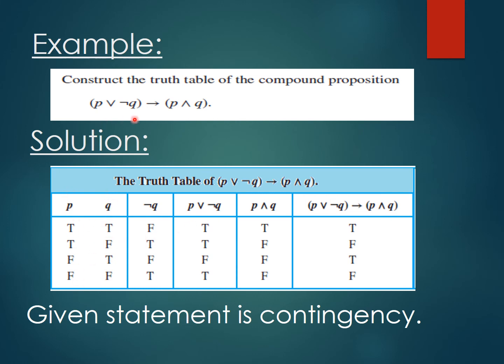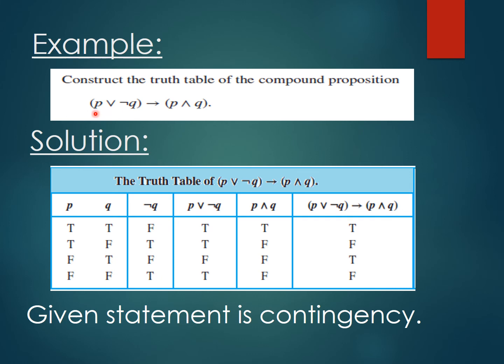As two propositions are involved, we write two propositions P and Q and make their combinations: true true, true false, false true, and false false. Next, on the left hand side, we need P or not of Q. So first we will make this left hand side. In this, first we are going to make not of Q. So the third column is for not of Q. Not of Q means opposite of Q. If Q is true, then not of Q is false. If Q is false, not of Q is true.